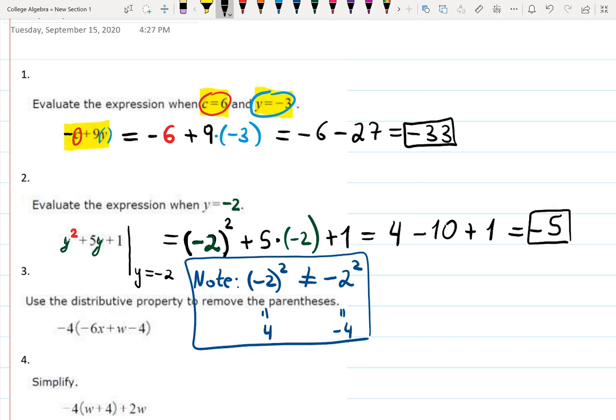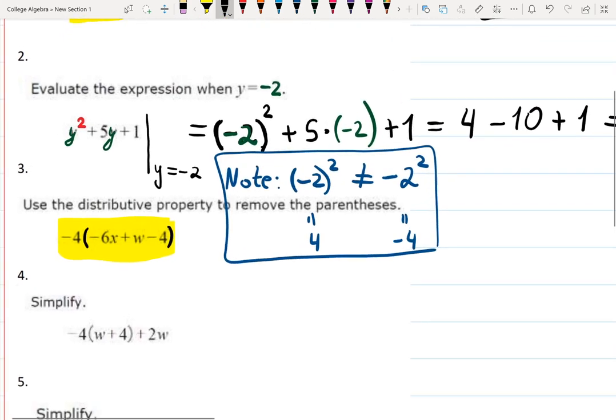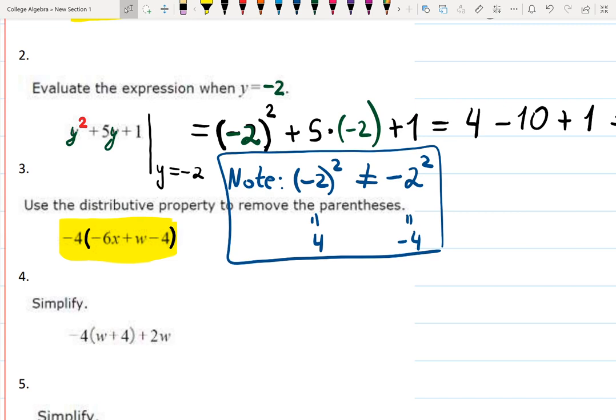Put it in the box. Very nice. Now we're working with the parentheses, and we want to teach you how to carefully distribute some factors when you have parentheses. And in this case, we're working with different variables called x and w. We'll see how it works.